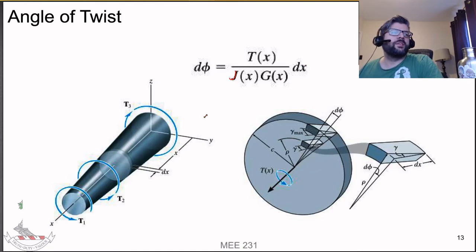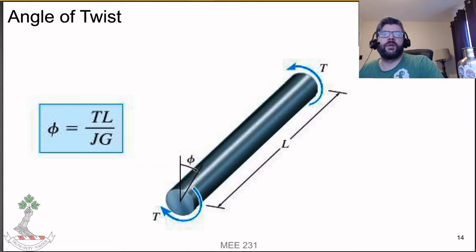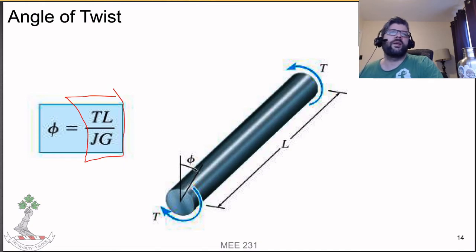So anyways, in order to figure out what our total twist is, we just integrate that. If we are assuming that we have a constant J and a constant G and a constant T over the length, then this is what our formula ends up being for the total amount of twist, the angle of twist over that length, relative from here to here.